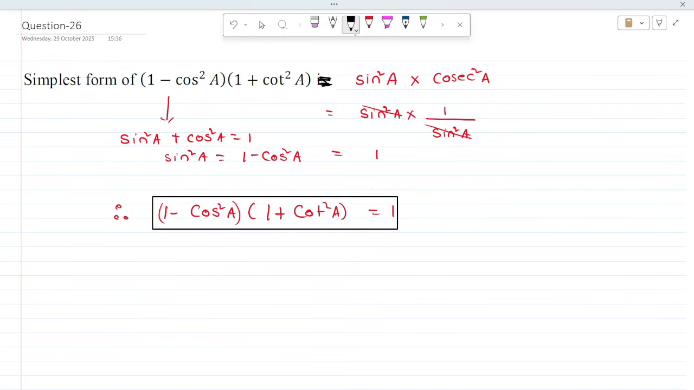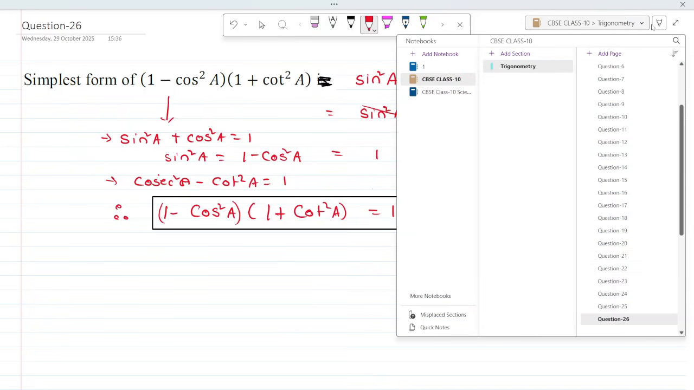While correcting, they will check this box first. Yes, it is correct. This guy did well. Whether he used the identities. Where is the second identity? How to mention that also. What is that identity? Cosecant square A minus cot square A is equal to 1. If you have written all this, your 2 marks will be with you. Simple question for 2 marks. Is it clear? Yes. Let's see now.